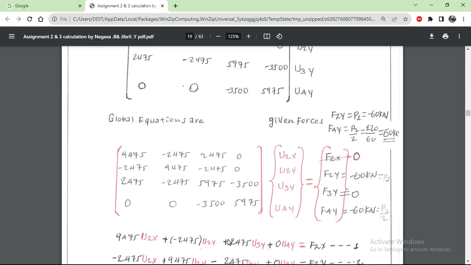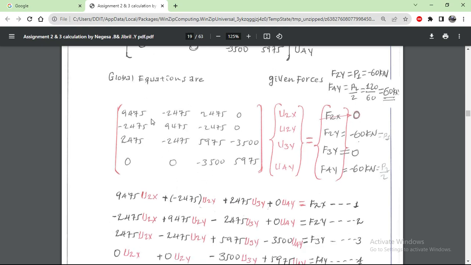Then we reduce those equations by using matrix multiplications. These horizontal rows times this column equal to these forces. These forces are not given in the x direction. In the x direction we have no force, 0. Then equation number 1 is generated like this. Equation number 2 is generated from this one times this one equal to this one. F2y equal to negative 60.